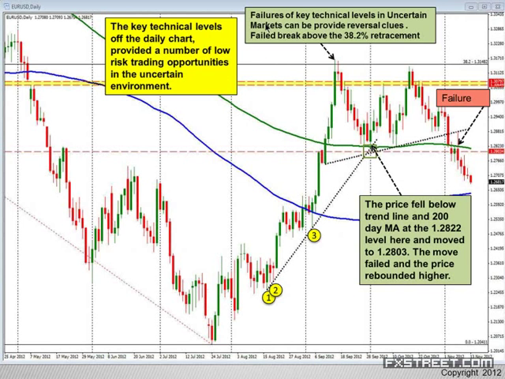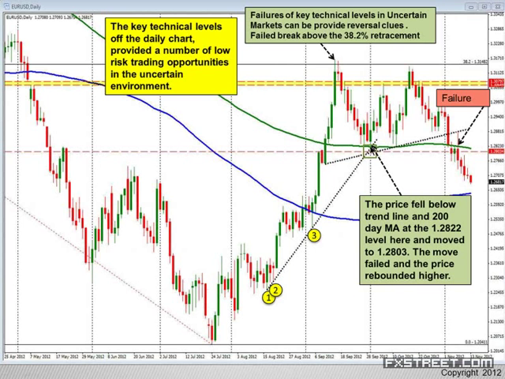So let's take a look at failures, okay? Failures of key technical levels in uncertain markets can provide reversal clues. So we looked at this high right here, bringing it in closer, the 48 level. The market moved through that 48 level and failed up there. And then the market started to come down.